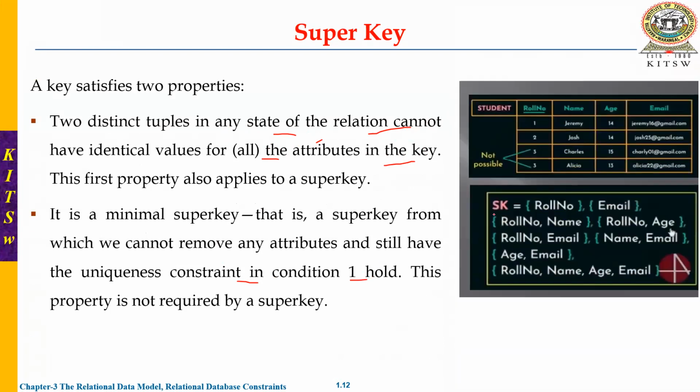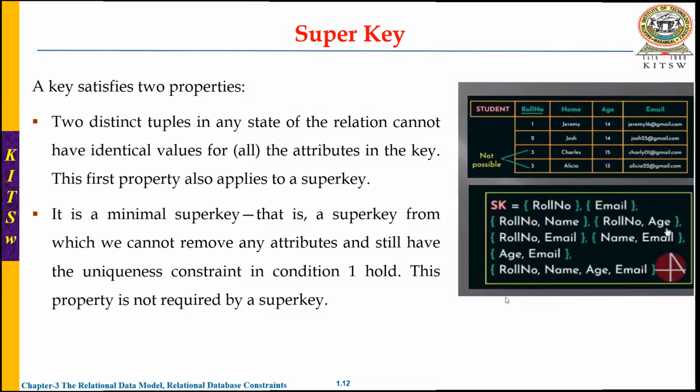For example, these are super keys: roll number, email ID, roll number and name. Name is not a unique value, but you are combining it with roll number. And age is not a unique value, but you are combining it with roll number. So these are not possible. Age is not a unique value, but email address is a unique value. So in this way, you are going to combine the super keys.